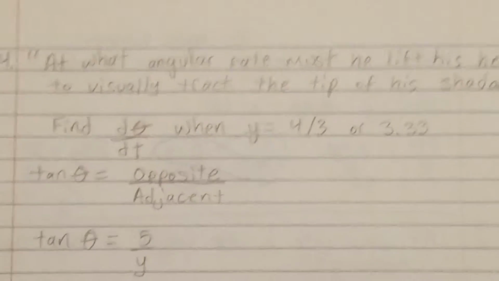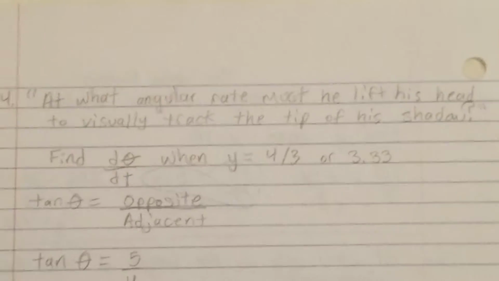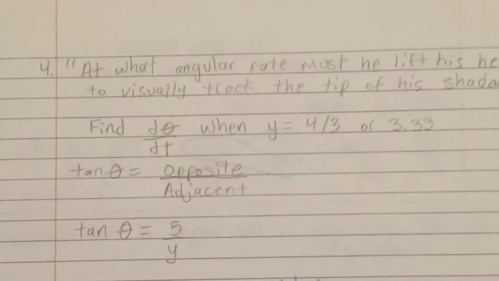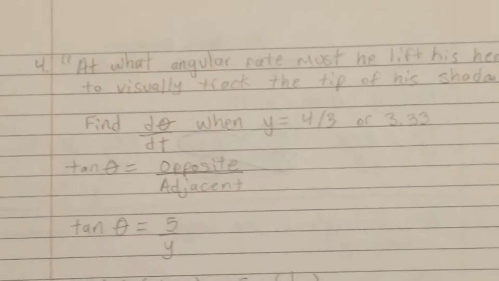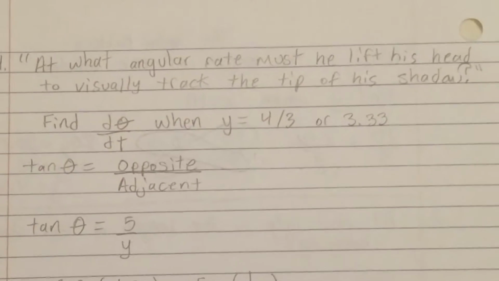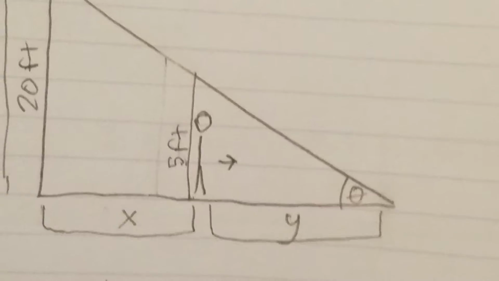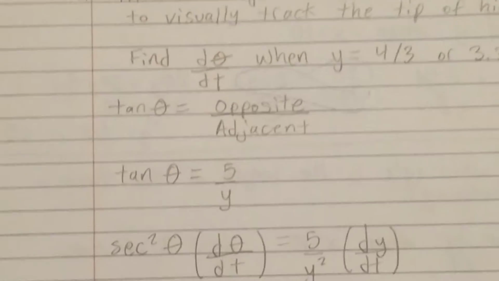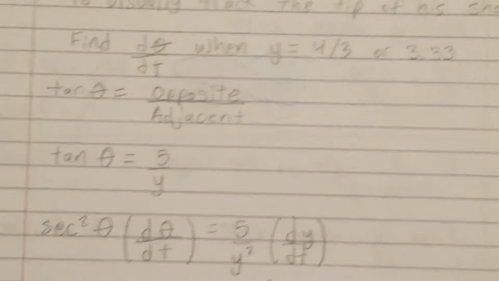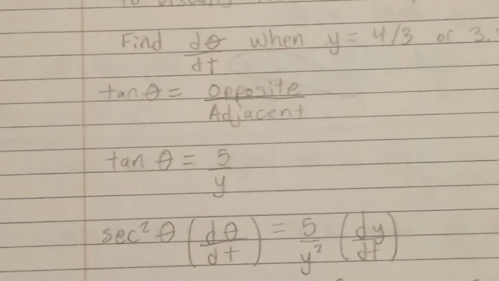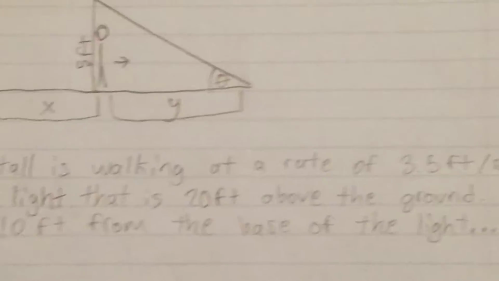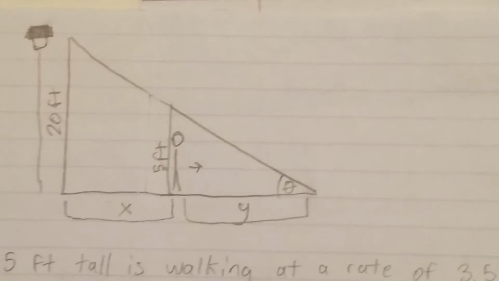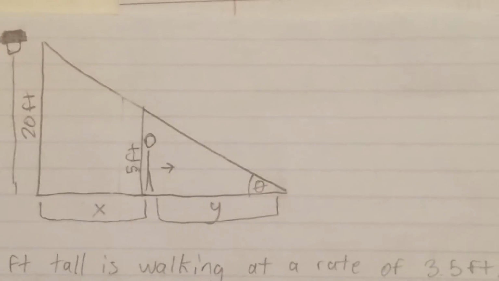at what angular rate must he lift his head to visually track the tip of his shadow? That's asking to find the rate of change of theta for this corner over here when y equals 4 over 3. We could find tangent of theta, which is opposite over adjacent, and then we plug in the values for the small triangle. So 5 is opposite, adjacent is y.